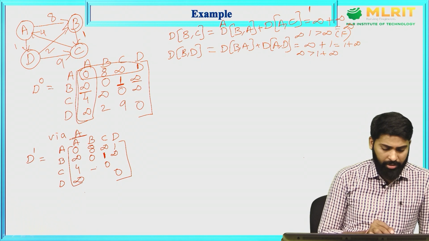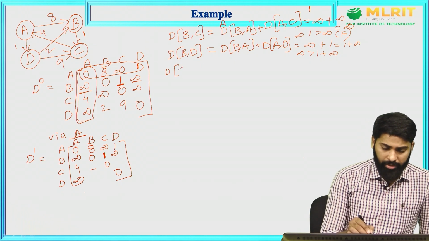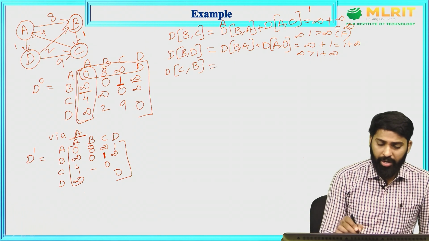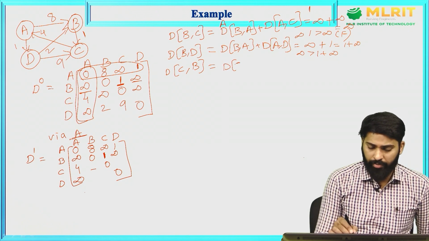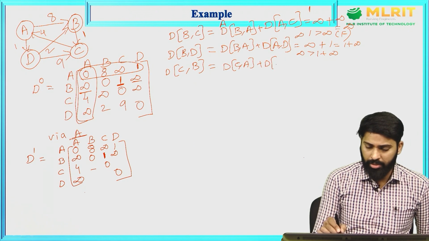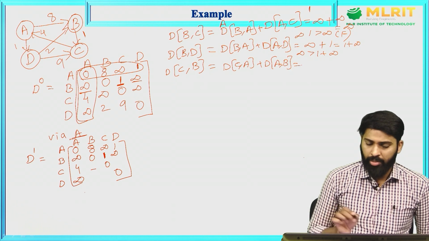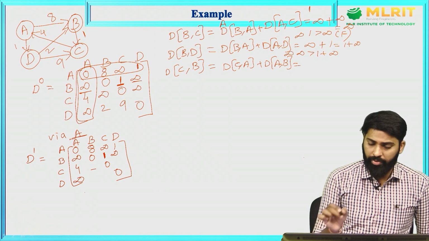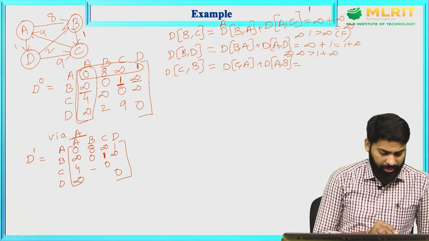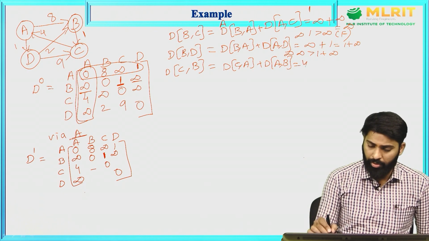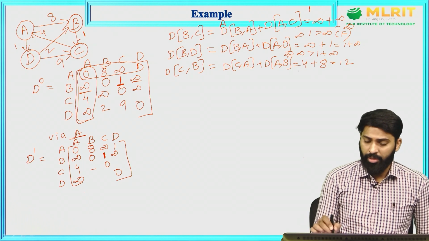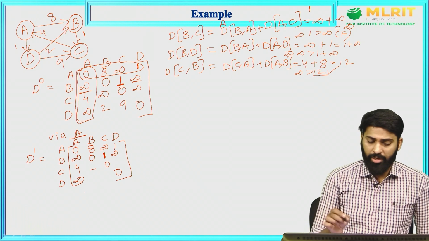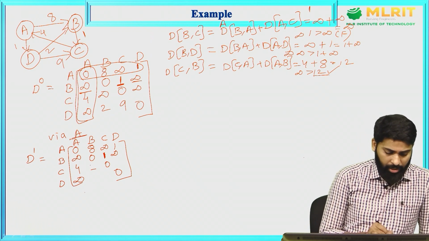Okay. Next, this entry, distance of CB via vertex A. So distance of CA plus distance of AB. So what is the actual value of distance of CB? CB is infinity. Now distance of CA is 4. Distance of AB is 8. 4 plus 8, 12. So now check, infinity is greater than 12. Yes, it is true. So now you assign 12 to distance of C to B. Now here you write 12.